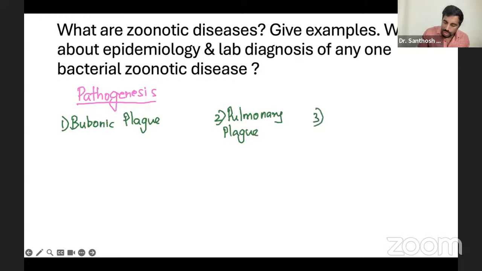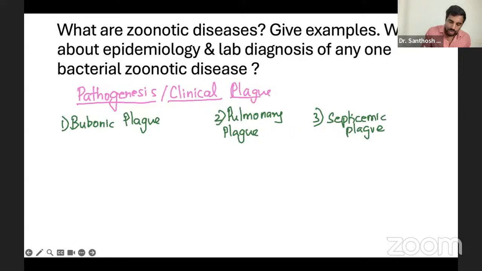And third one would be your septicemic plague. This is your pathogenesis, also clinical feature of plague. Okay, plague clinical feature. So first one is the most common one. The most common, bubonic plague, is the most common type. It means what happened? It affects the lymph node. Bubon means like a lymph node. So lymph node is affected.